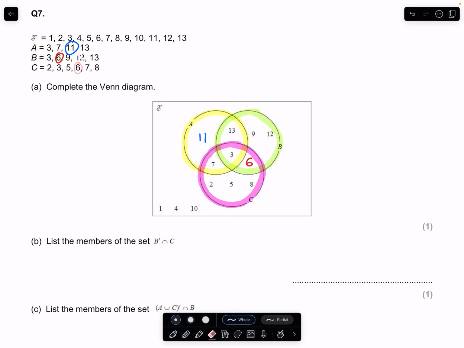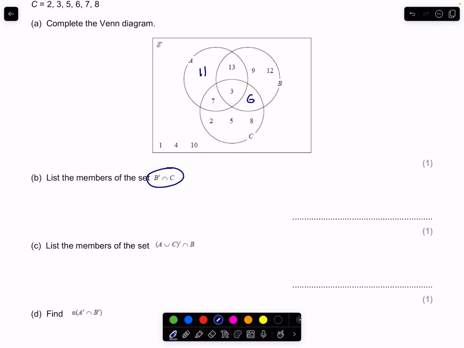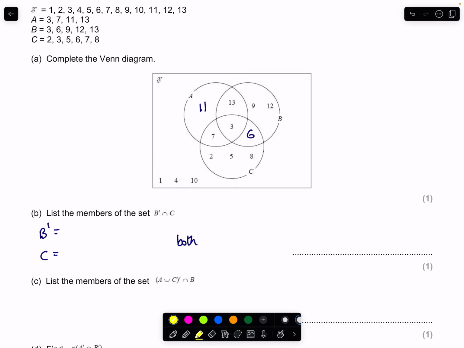For the purposes of the rest of this question, I'm going to need to use coloring again, so I'm just going to put this in a sort of monotone. List the members of the set, the complement of B and C. Now, one of the ways you can do this is by listing out all of the things that are not in B, all of the things that are in C, and then identifying what's in both. You can also do it by highlighting, which I'm going to show here. Everything that's not in B, actually I don't even need to highlight the whole region, I just need to highlight all of the numbers that are outside of B. So every single one of those in yellow is outside of B.